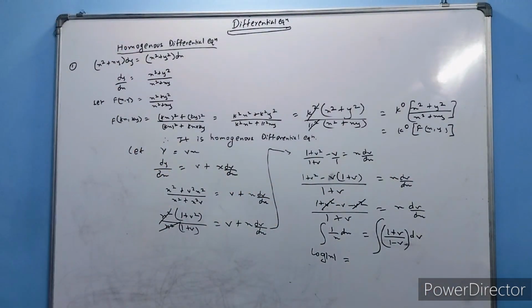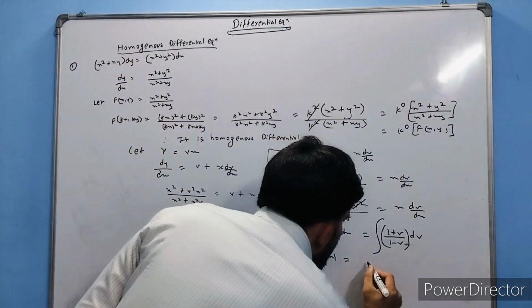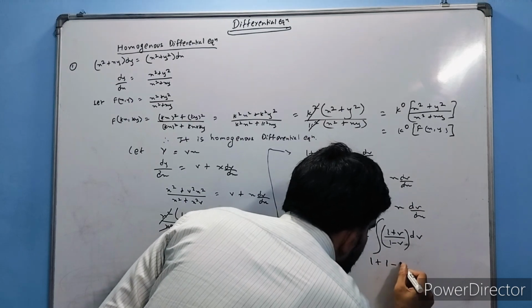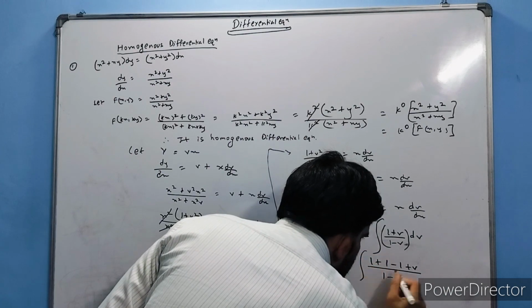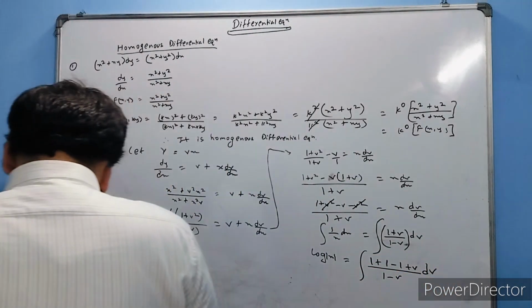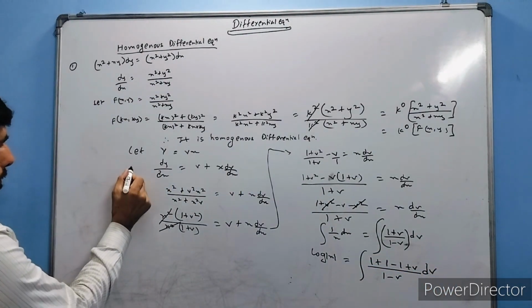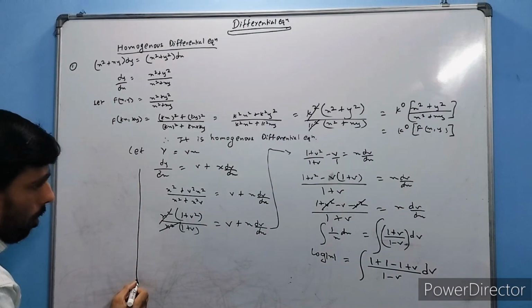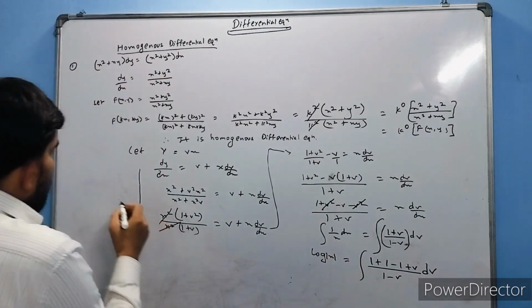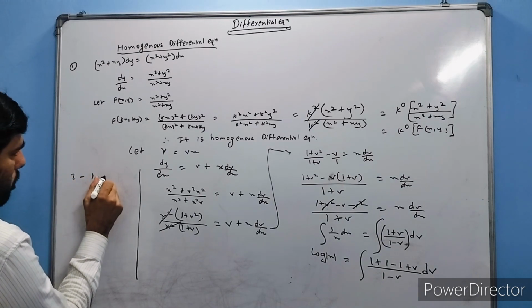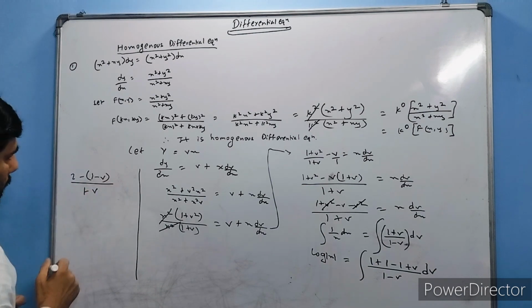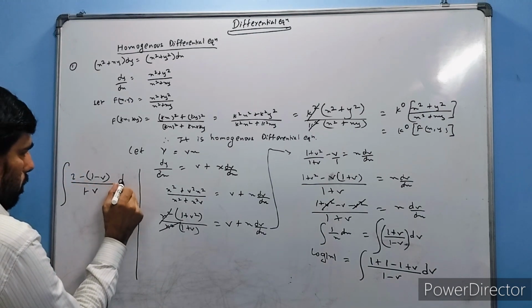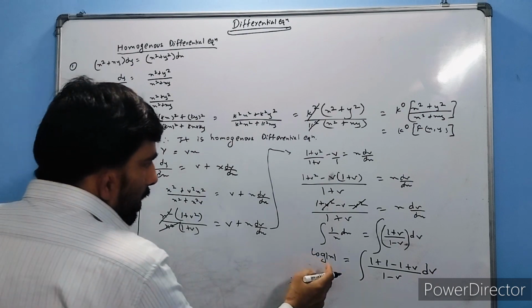Now here I can write 1 plus 1 minus 1 plus v upon 1 minus v. So now I need to integrate this. What else can I do here? A simple way: 1 plus 1, that is 2 minus 1 minus v upon 1 minus v. Okay, so now I got this, and it is equal to log x.